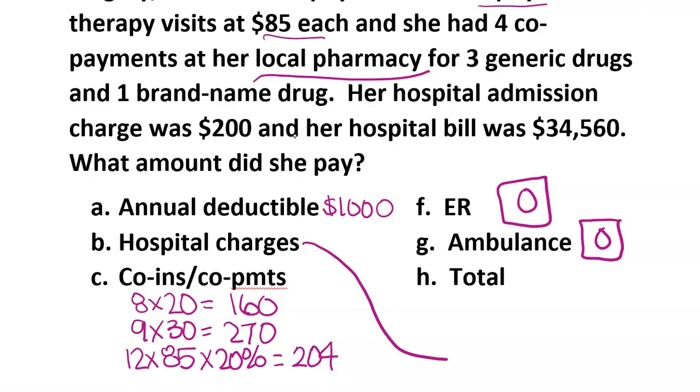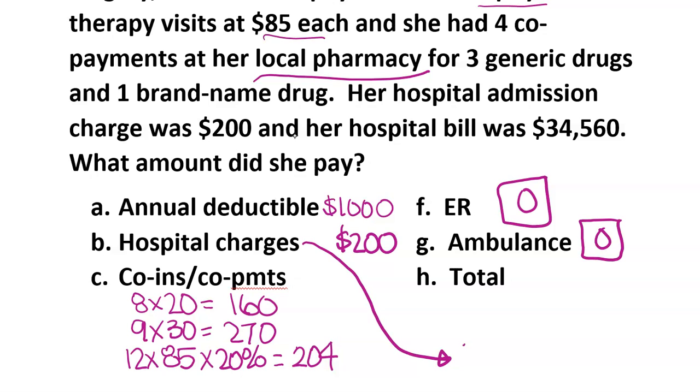I'm going to draw the arrow down here so I can look at it. For hospital charges, I usually put the admission charge and the hospital charge in the same one. So I'm going to put a flat fee of $200 in there. I'm going to put $200 there. And then I also need to figure out what percent of $34,560 do they need to pay. So for hospital, this person pays 10%.